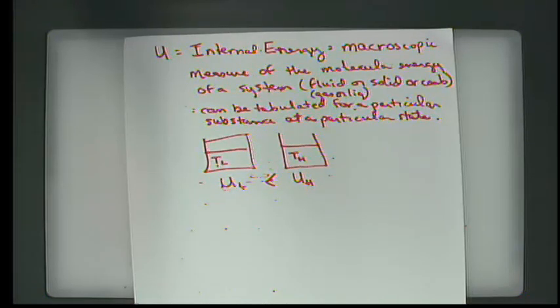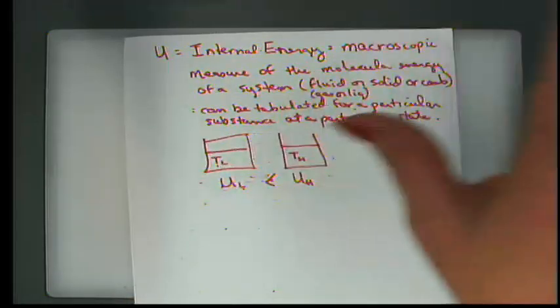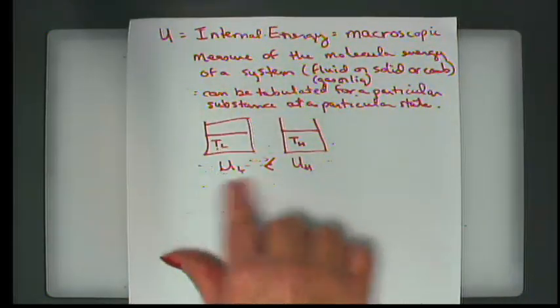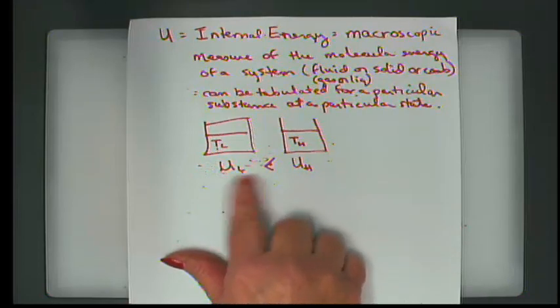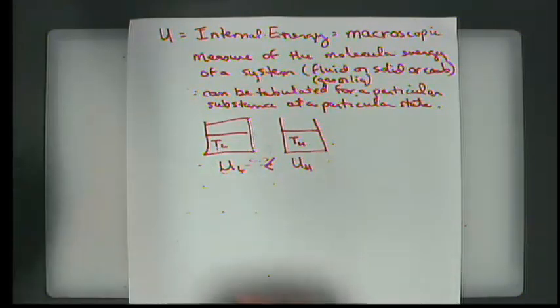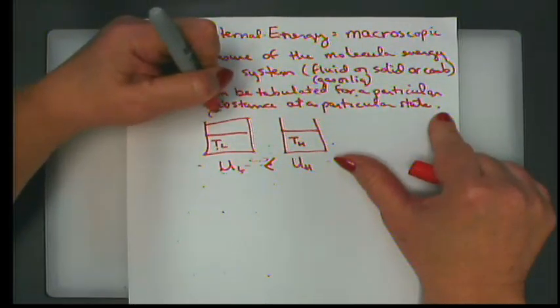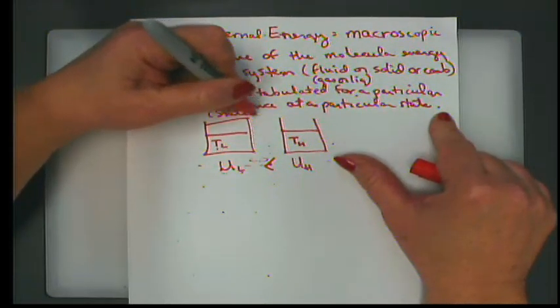So there you go. And we'll just leave it at that. We won't talk about that anymore. But the internal energy is a state function. So it can be tabulated because it is a state function.